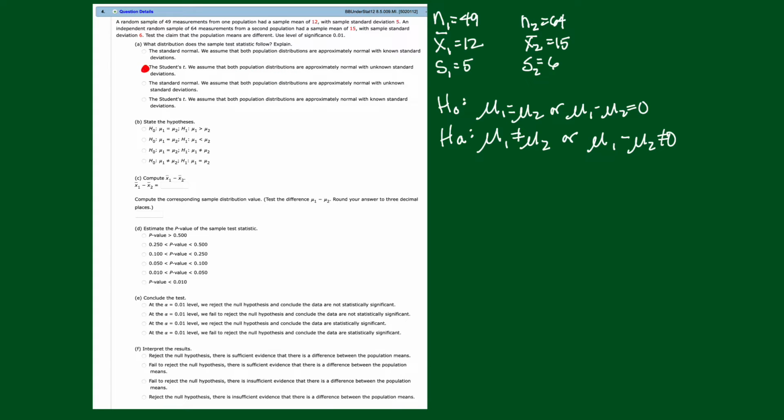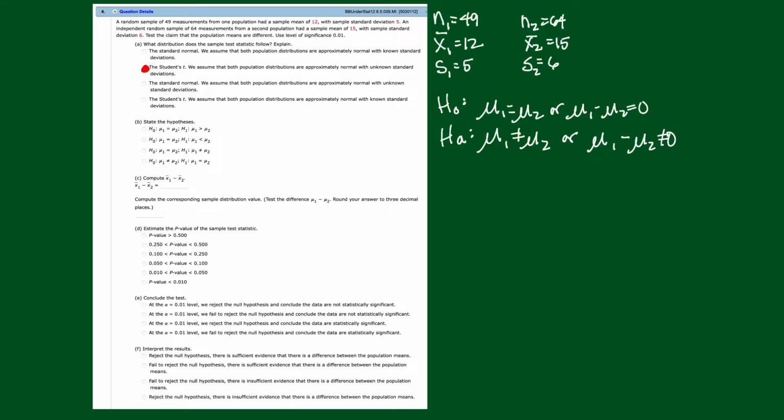I'm going to read the others just to be sure. It's not the standard normal. Students t, we assume both distributions are approximately normal with known standard deviations. No, we don't know the standard deviations, the sigmas. We're going to go with this one.